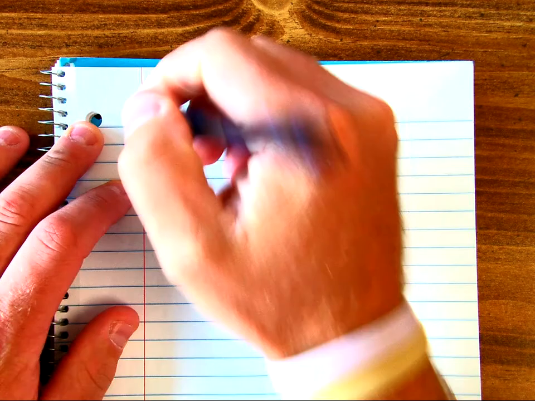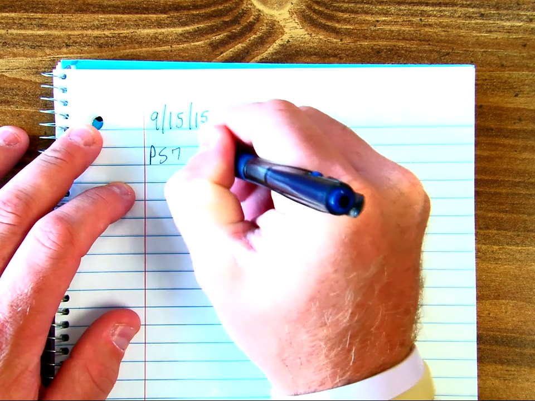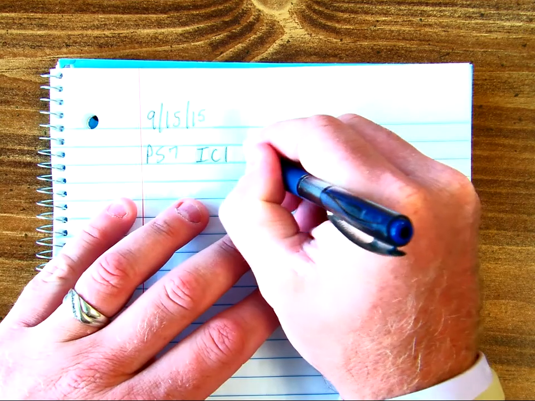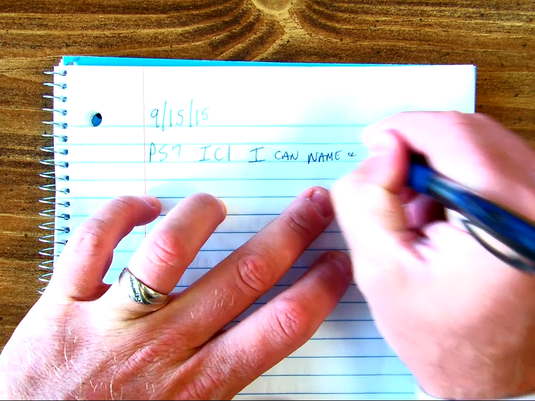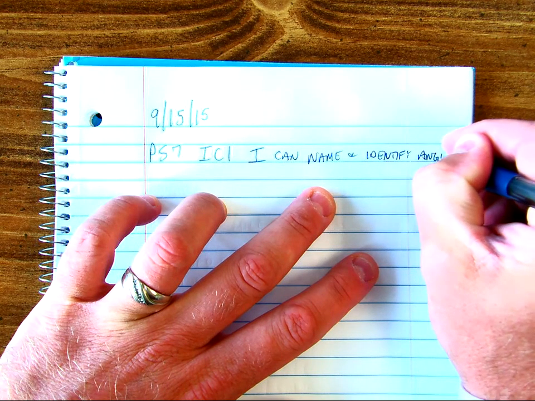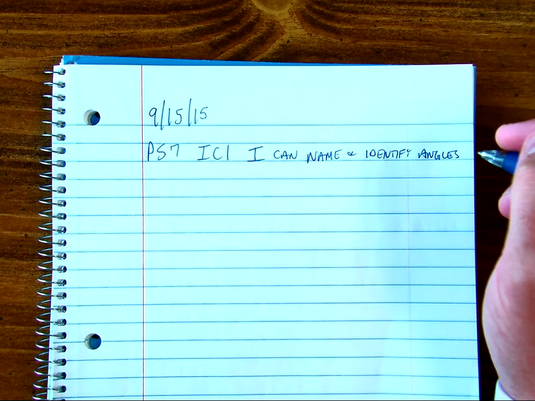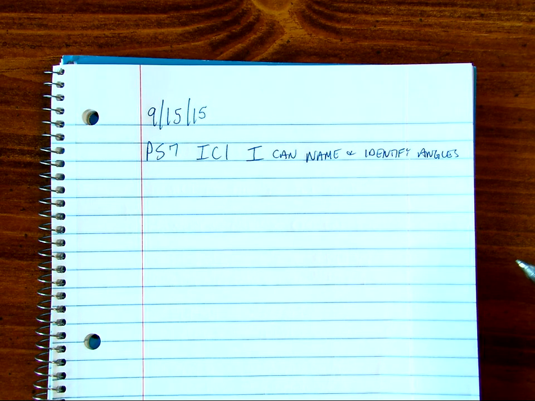All right. So, from yesterday, Power Standard 7, I Can Statement 1: I can name and identify angles. The angles we already named and identified were acute, obtuse, right, and a line. Acute is less than 90. Obtuse is more than 90. A right angle is exactly 90. And a line is 180.